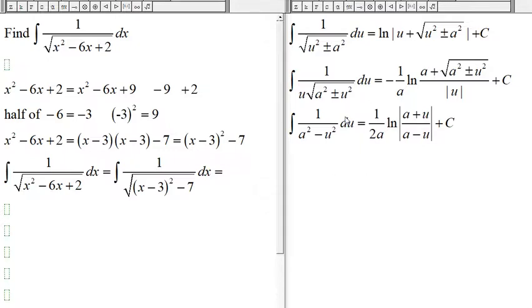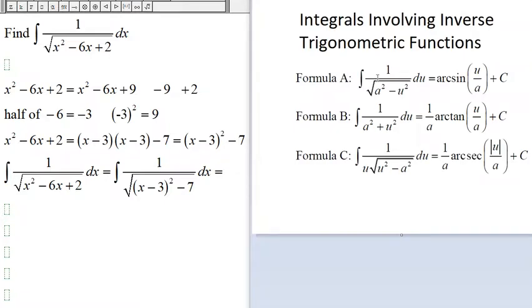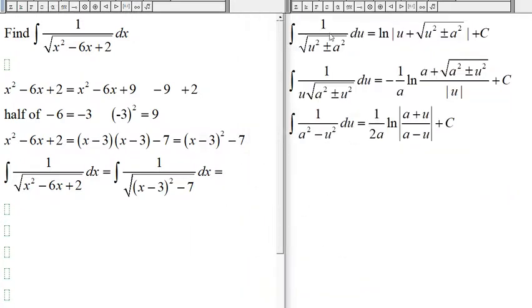And we also have these three formulas, so now we'll use one of these formulas. If we look at these three formulas right here, none of them has the form of u squared minus a squared. This is a squared minus u squared. So we have to use one of these. And so this has the form of u squared minus a squared.